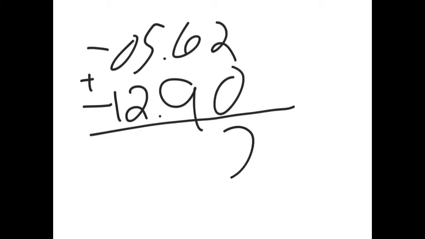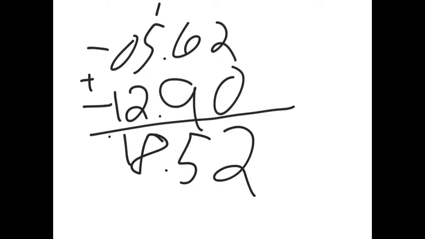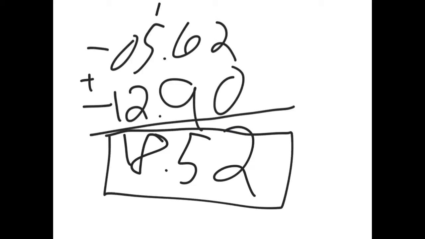2 plus 2 equals 2. 9 plus 6 equals 5. Carry the 1. 1 plus 2, and then plus 1 equals 8. And then put down the decimal. 18.52 is your answer. They're both negative, so you put them down negative.